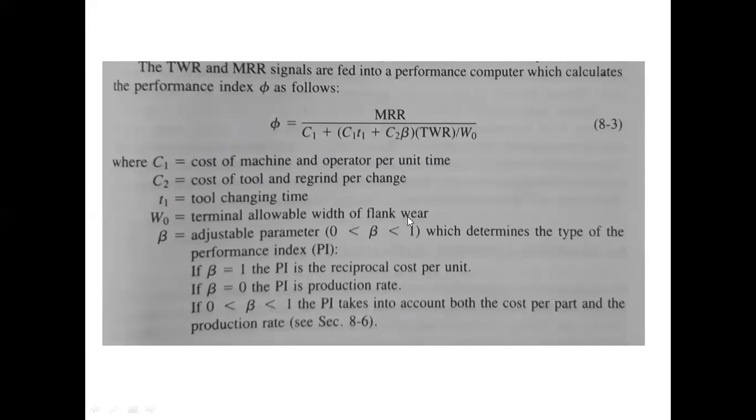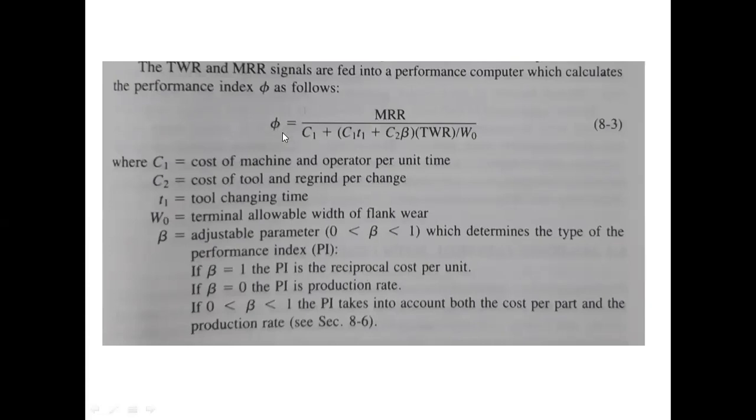Terminal allowable width of flank wear, that is regarding the milling cutter. This is an adjustable parameter, beta. You take it based on the considerable value. It determines the type of the performance index. If you are taking beta as 1, performance index is the reciprocal cost per unit.